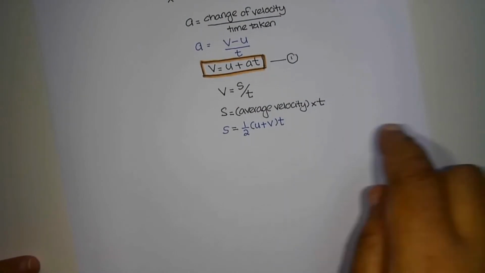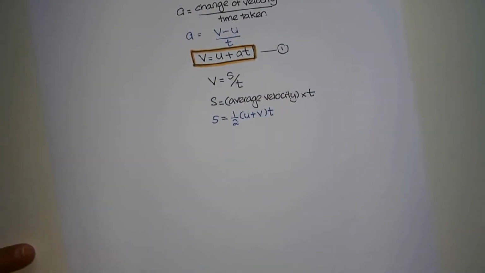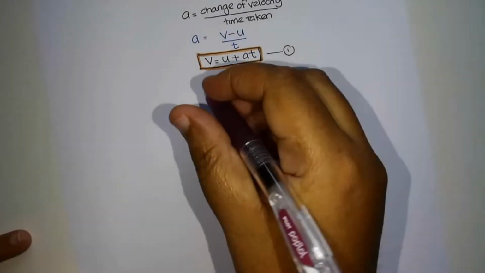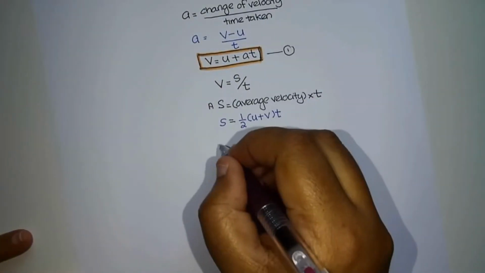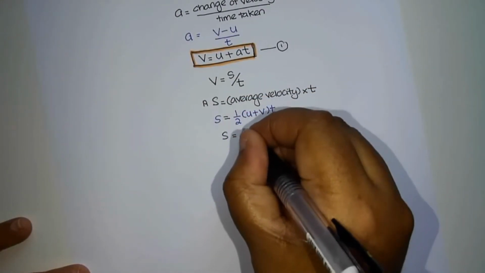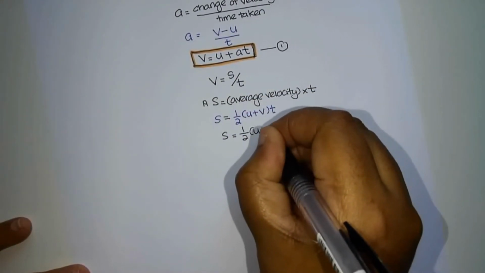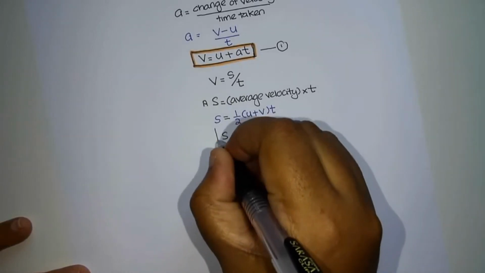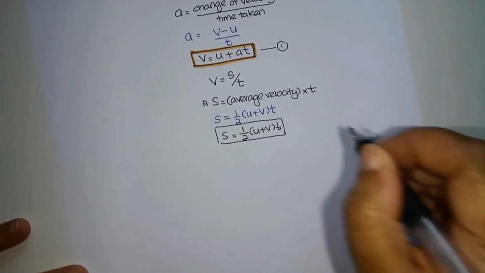There is another way of getting this concept. Before that, let me tell you, the formula becomes s equals half of u plus v, times t. So this will be the next formula.